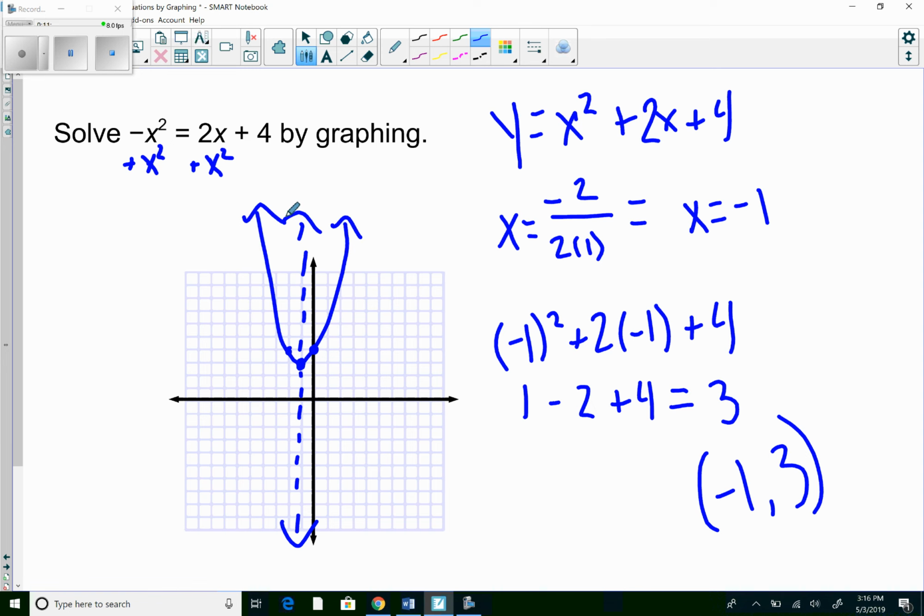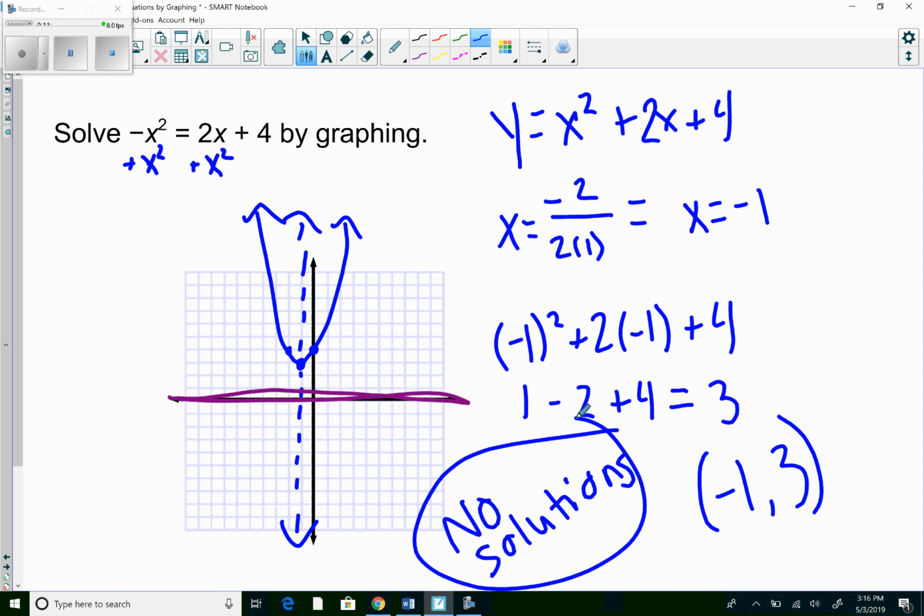Okay, so this time we end up having, because this doesn't ever cross this axis here, this x-axis, we don't have any solutions. So no solutions. And there we go. All right, you guys, I am done. Those are our 3 examples.